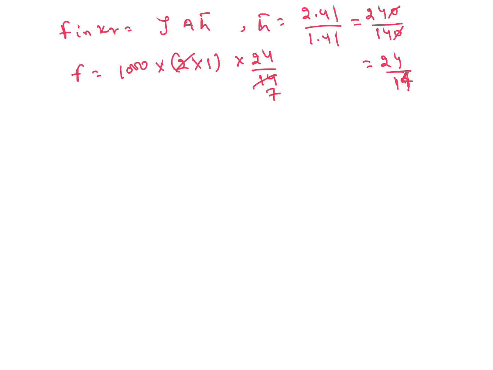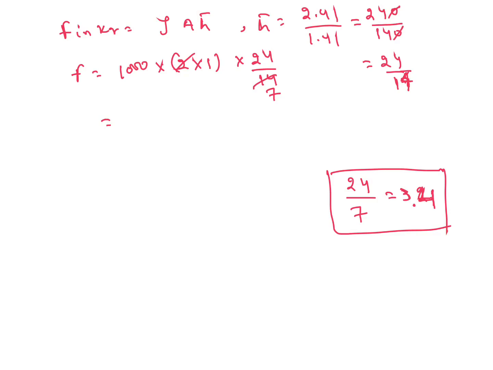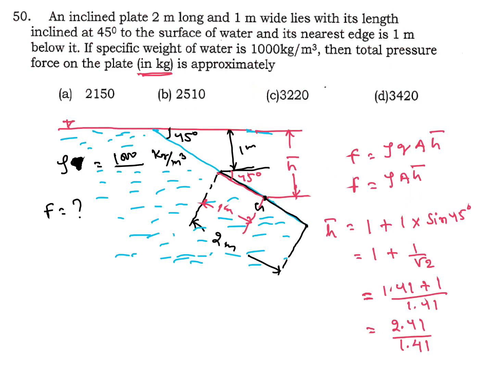24 by 7 is 3.4. So 3.4 into 1000, 3400 kg. So from the options, 3400, this one, approximately D is our answer.